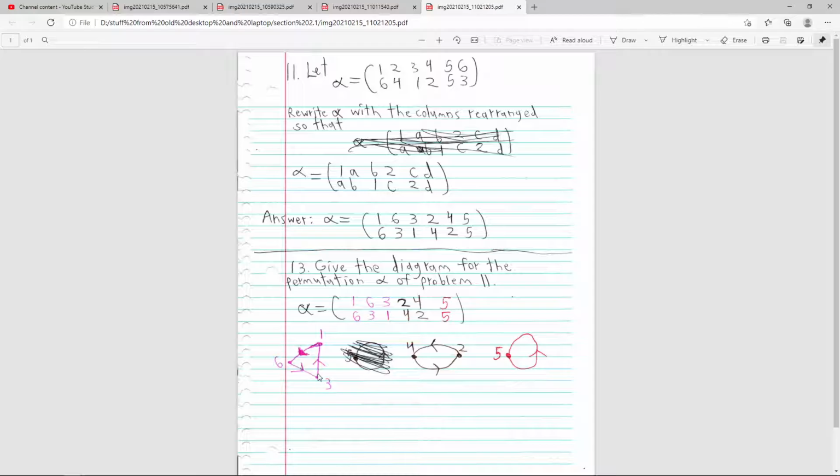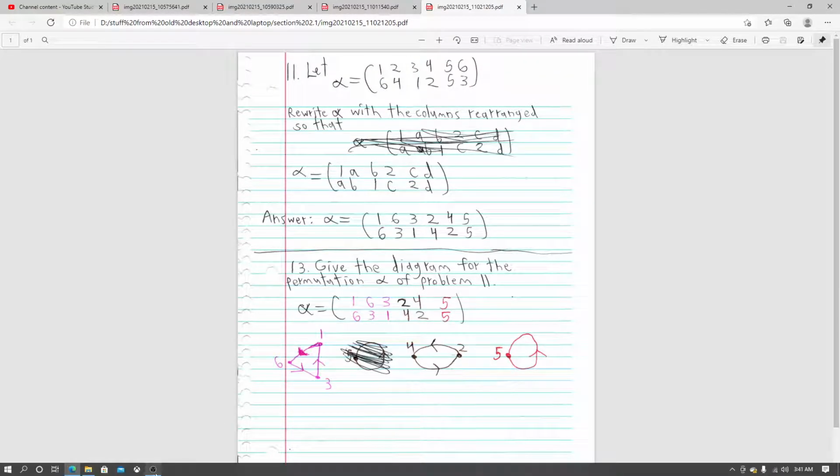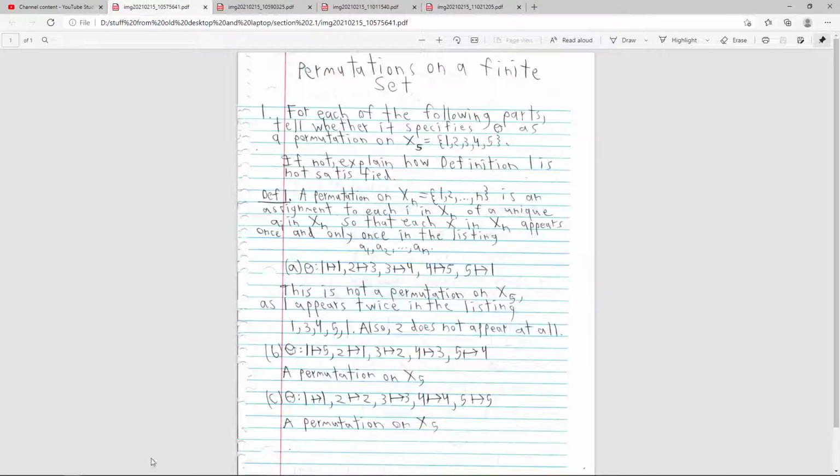1 goes to 6, 6 goes to 3, 3 goes to 1. 2 goes to 4, and 4 goes to 2. And 5 goes to 5, so just a circle. And that's it for the introduction on permutations on a finite set.